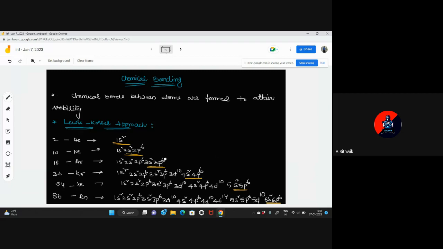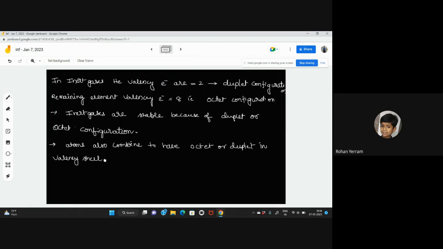Sir, can we say that two reasons for most stability are octet and duplet configuration, and completely and half filled orbitals? Yes, that also you can say. Sir, the octet configuration is fully filled, then only it is octet configuration, sir? First, let me finish what I want to say. Then you raise your doubts.